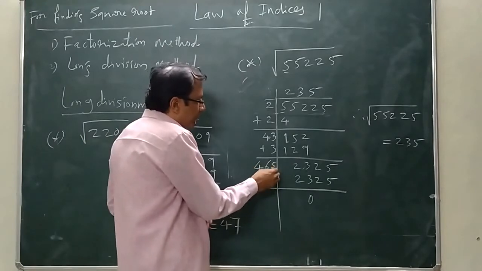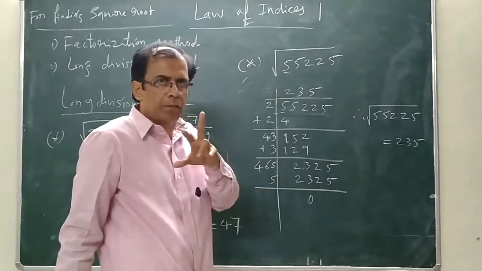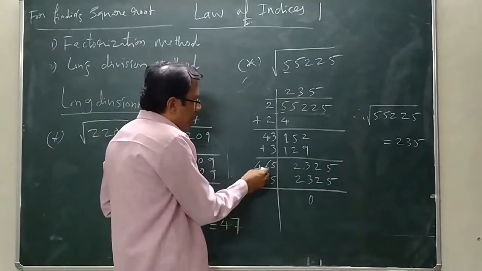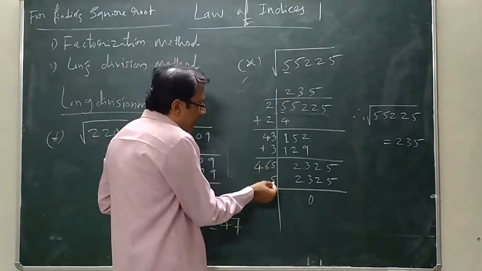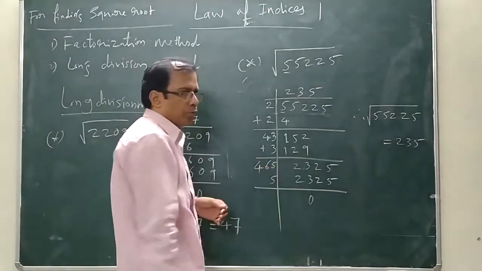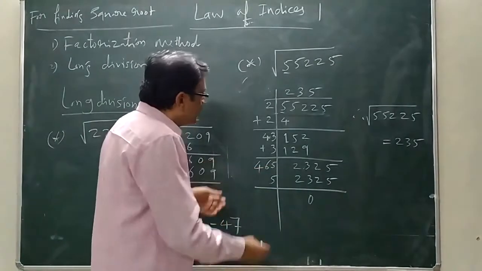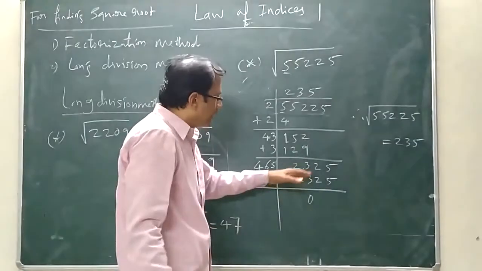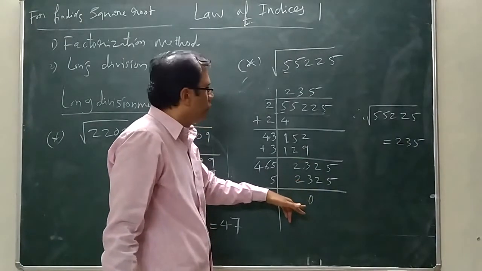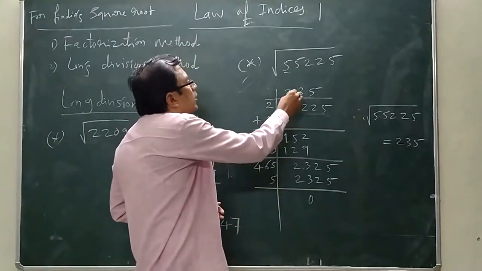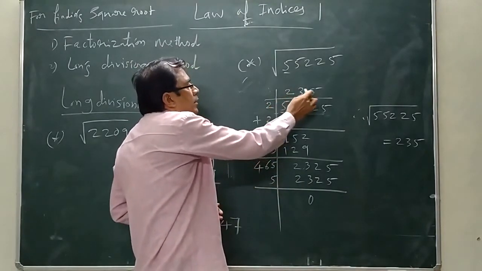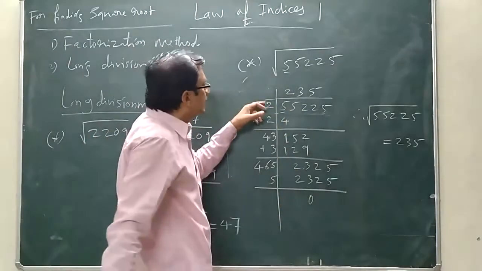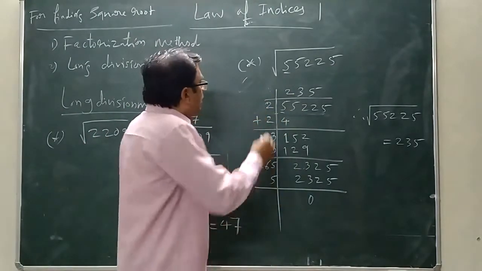And next, again the last step. Again you know that 5 into 5, the same number you have to make again twice. The whole number becomes 465, and you have to multiply with the 5. How much are you getting? 2325. And after making minus, you are getting 0. So the answer is 235.